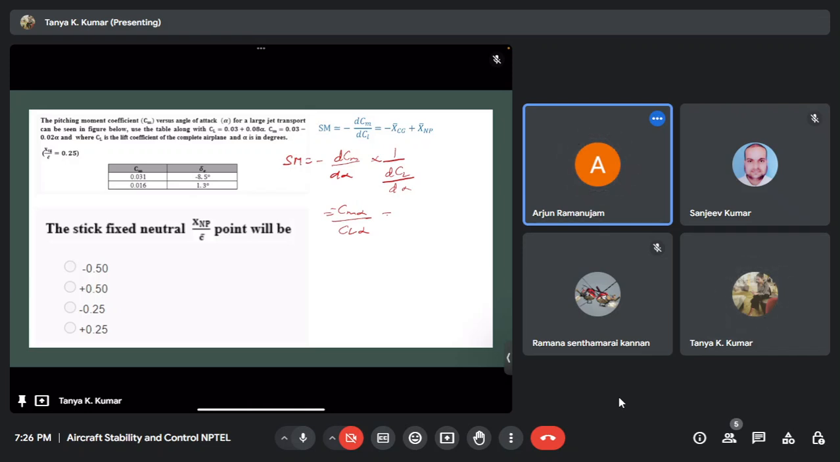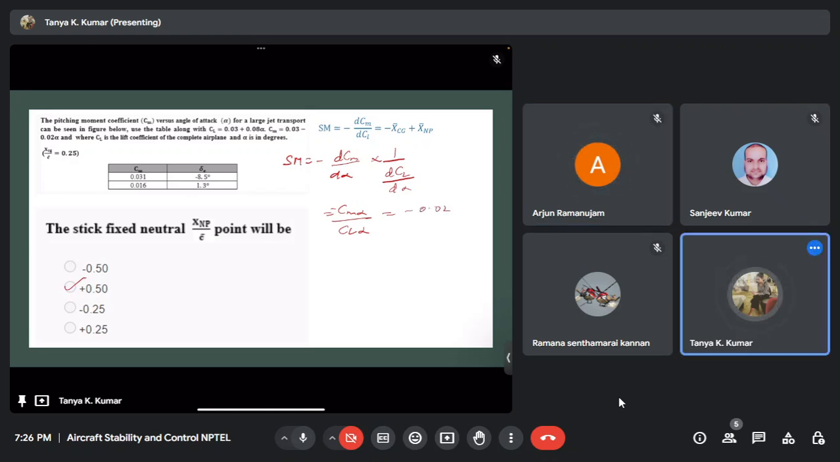Yes, that is the right answer. So I'll just write it down here. We have minus 0.02 for Cm alpha, which comes from here. We have Cl alpha as 0.8, so it will be 0.08. Then you plug it in, you get x bar NP as 0.5.